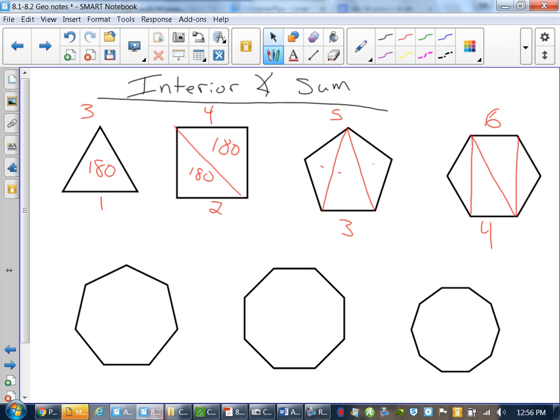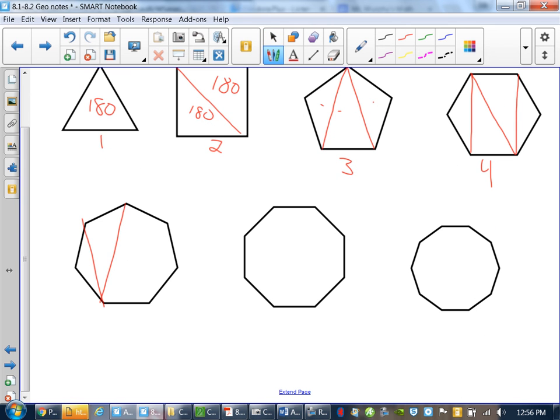So a 7-sided figure, a heptagon, has 7 sides. How many triangles will fit? 5. So with 7 sides, you get 1, 2, 3... there are 5 of them. How many in an octagon? 6. How many in a decagon? 8. So if n equals 8, there are 6 triangles. If n equals 10, there are 8 triangles.